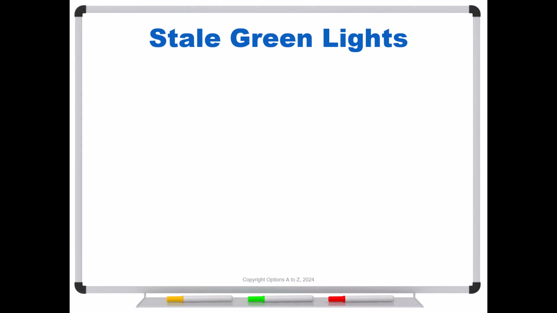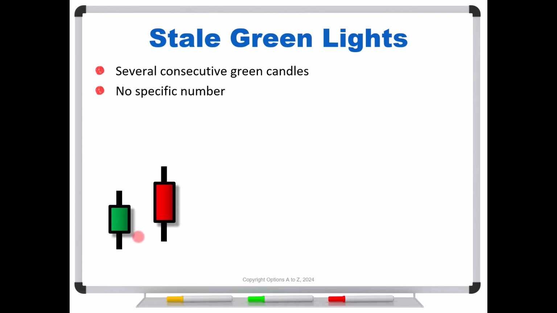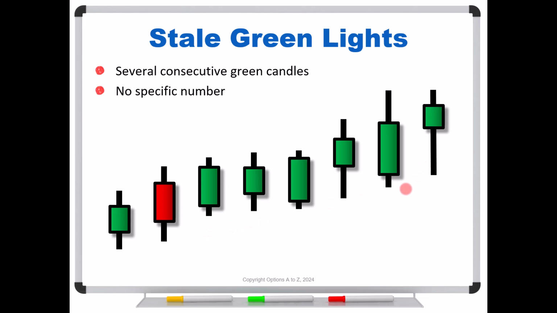What that means is that you have seen several consecutive green candles, day after day or week after week. Now, there is no specific number, so it's not like after you've seen 6 that it's a stale green light. It's just that you've seen several. And that's part of what makes it difficult to interpret. So, for example, let's say that yesterday's candle was green, today's candle is this red one, and then we go on this nice streak of 6 green candles. Most traders would call this a stale green light. In other words, they're anticipating that red is due.